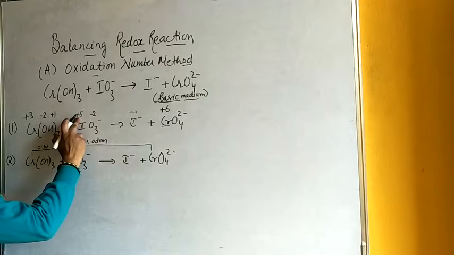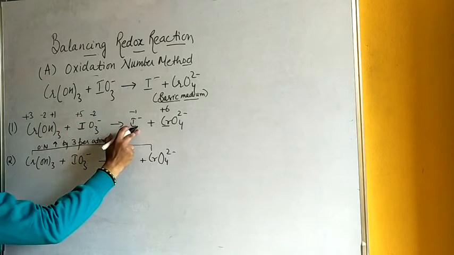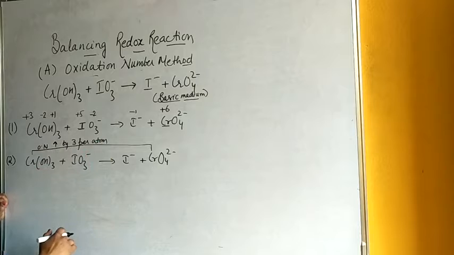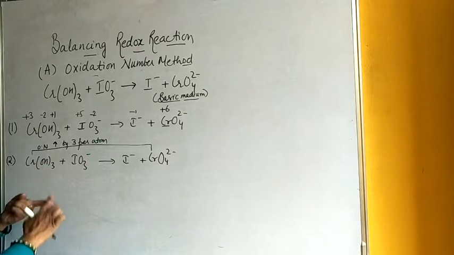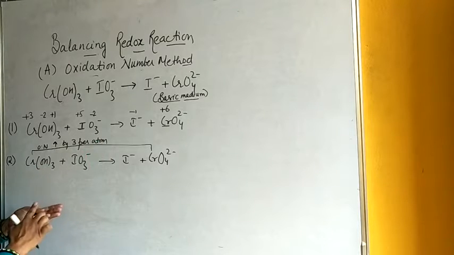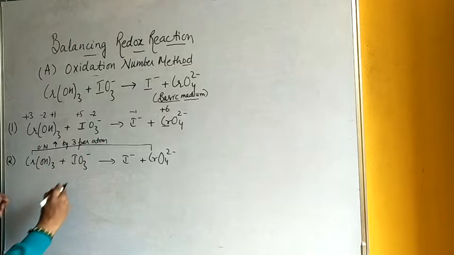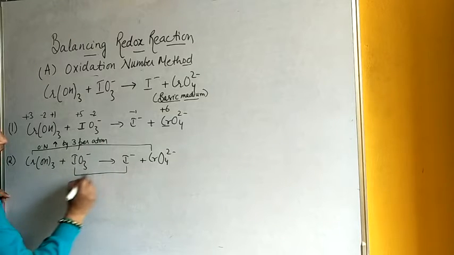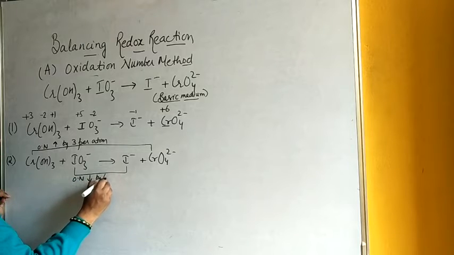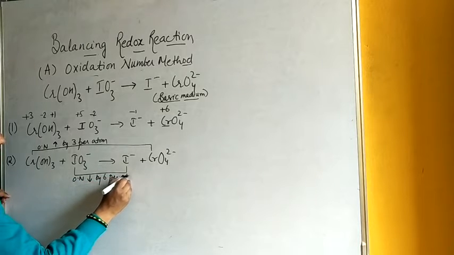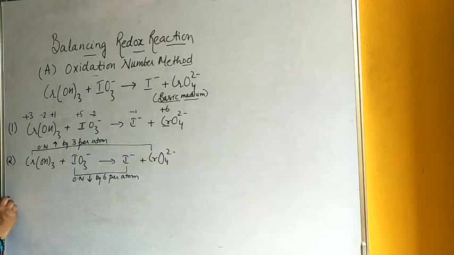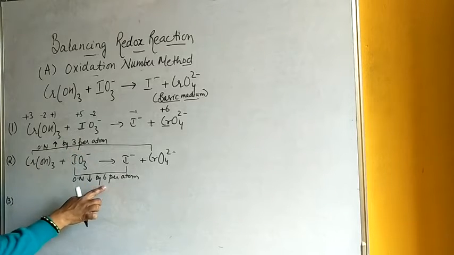Similarly, student, here it is plus 5 iodine, it is getting minus 1, that means it has jumped down. So it is plus 5, so it is plus 4, plus 3, plus 2, plus 1, 0 and minus 1. That means oxidation number has decreased by 6 per atom. Now, third step, student, will be to balance the increase and decrease in the oxidation number. So it is here 3, here it is 6.